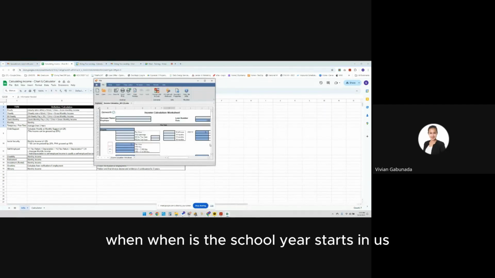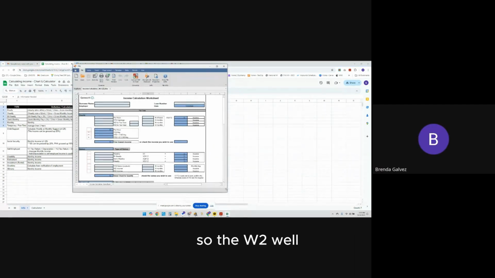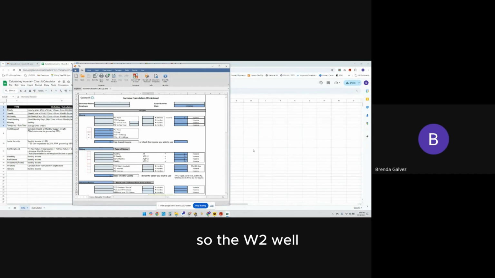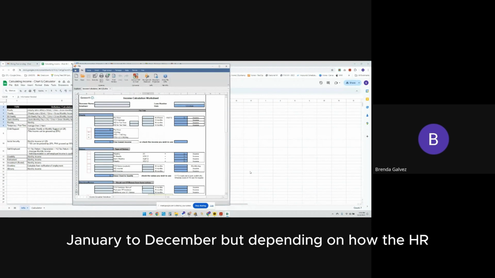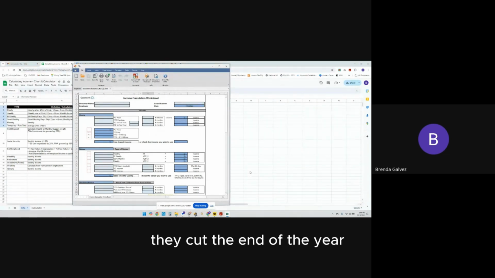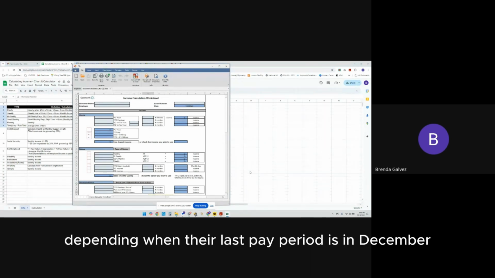When does the fiscal year start in the US? So the W-2, technically, is supposed to be from the beginning of January to December. But depending on how HR cuts off the end of the year, sometimes the last 2 weeks of December get transferred into the new year, depending on when their last pay period is in December.